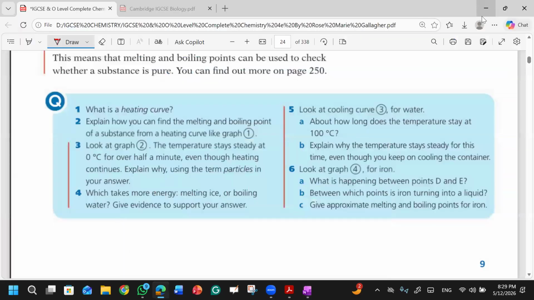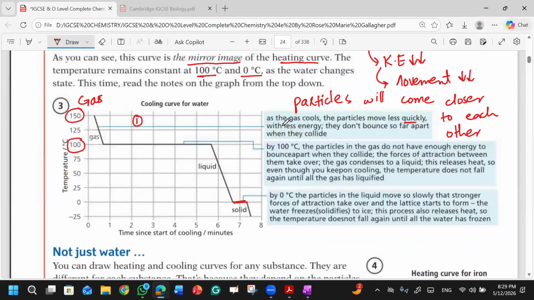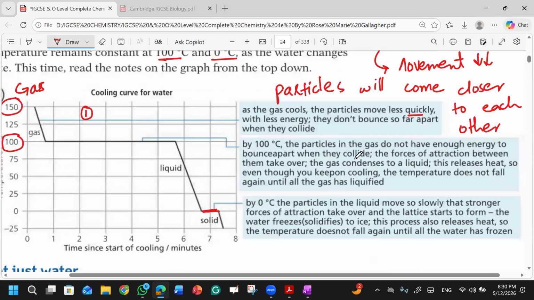This is what they have mentioned over here. Read this from the first point. As the gas cools, the particles move less quickly with less energy. They don't bounce so far apart when they collide. By 100 degrees Celsius, the particles in the gas do not have enough energy to bounce apart when they collide. The forces of attraction between them take over. The gas condenses to a liquid.